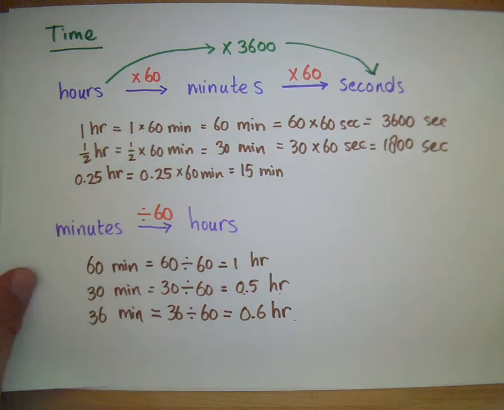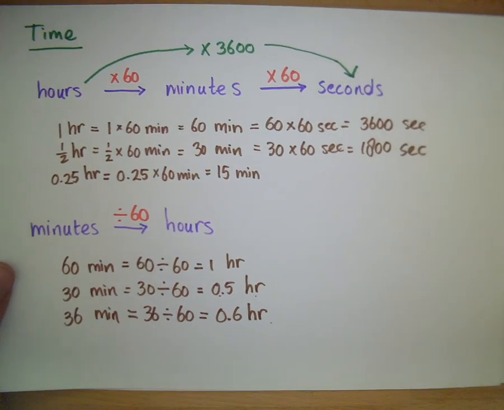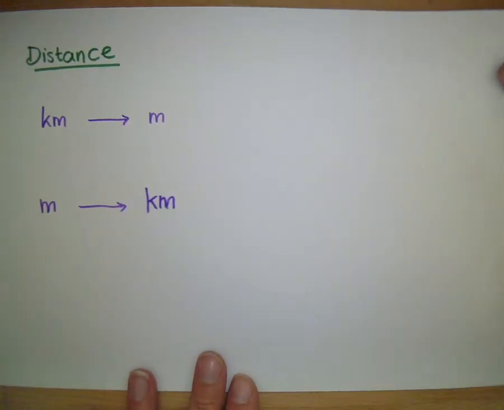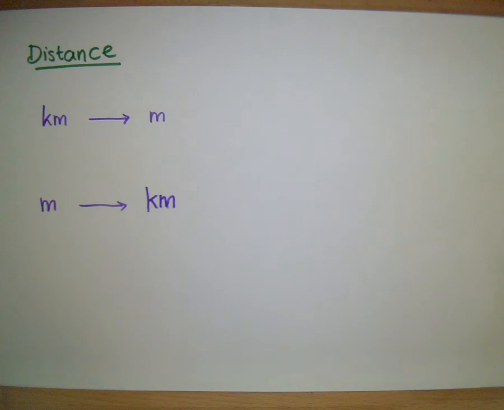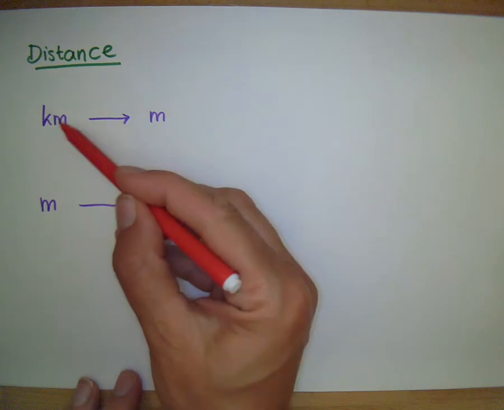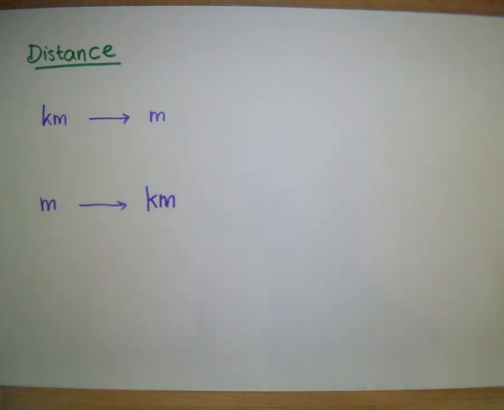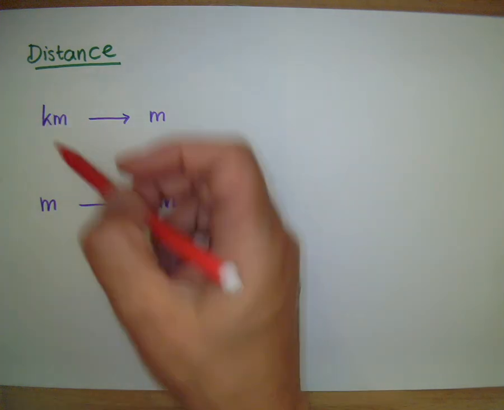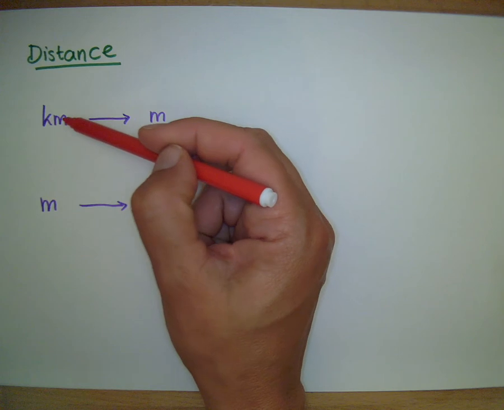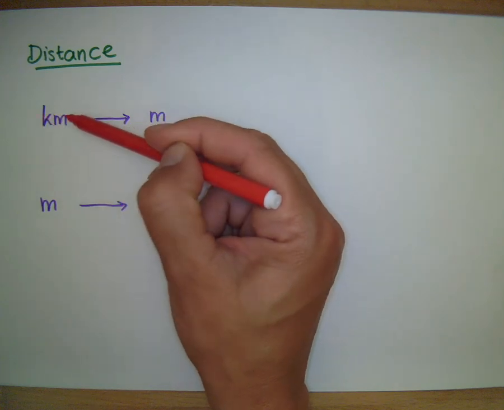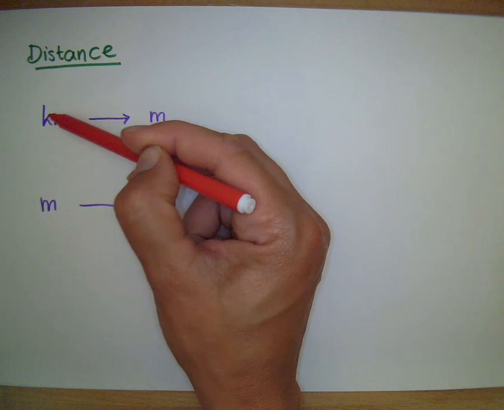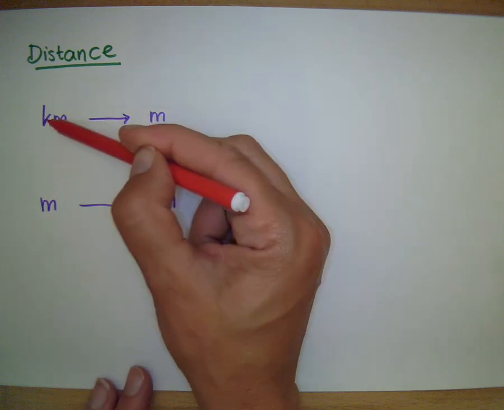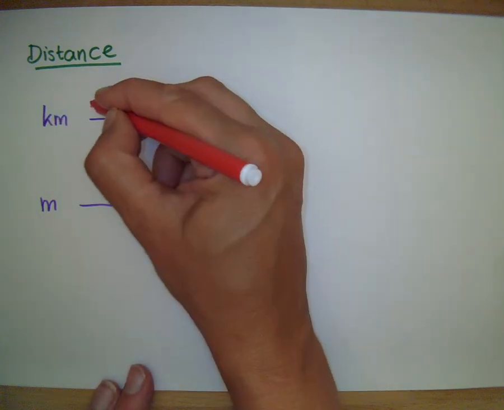Okay, something else. Speed is distance per time. So we need to know a little bit about distance as well. Just to remind you, going from kilometers to meters, what do we do? Well, the word kilo actually means 1,000. So when we say a kilometer, we're actually saying 1,000 meters, right? So how many meters are in a kilometer? There's 1,000.